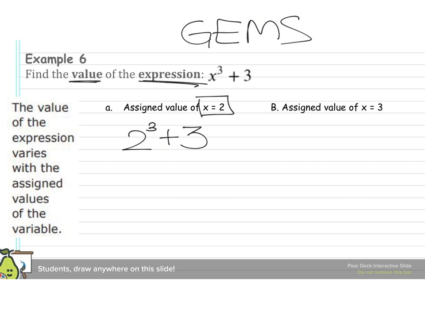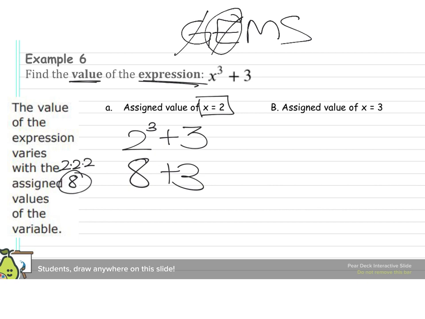All right, so now 2 cubed, we just did that in the example, but that means 2 times 2 times 2, and we said that was 8, okay? So I'm going to do 8 plus 3. And so I don't have any multiplication, I just did my exponents. And then my subtraction or addition, so 8 plus 3 is 11. So notice when x equals 2, my output is an 11, okay?